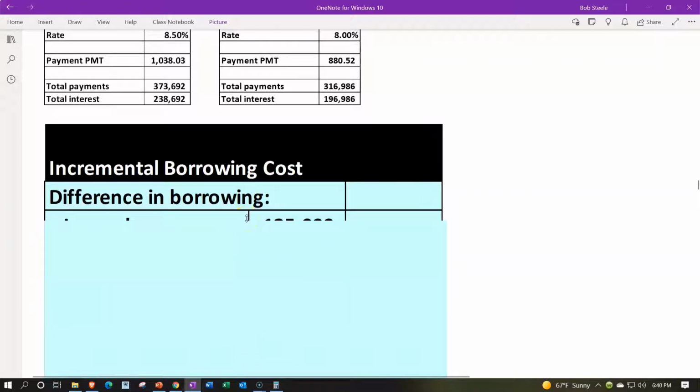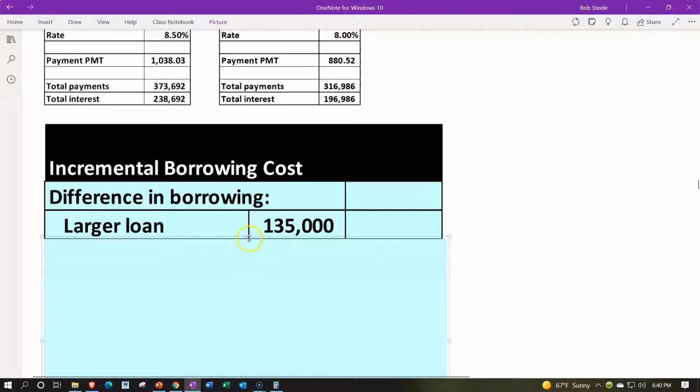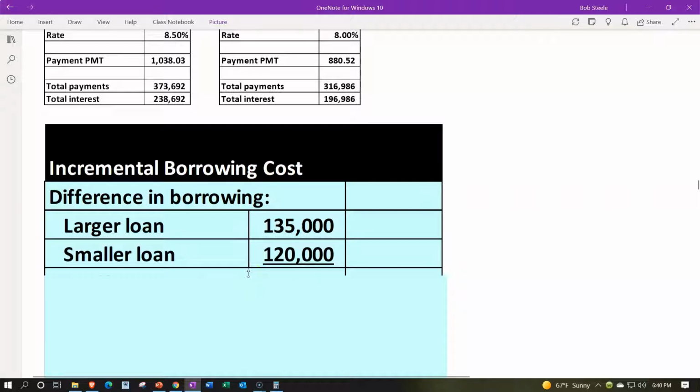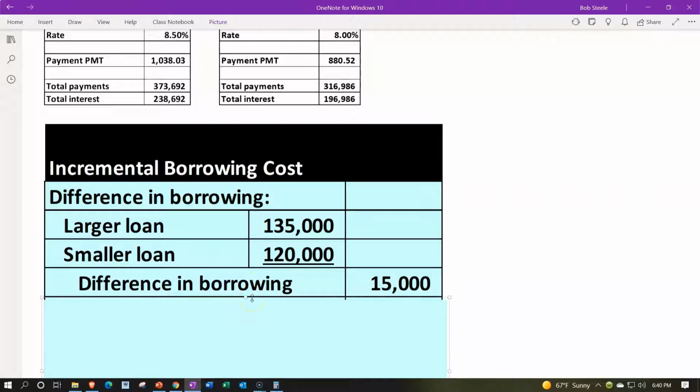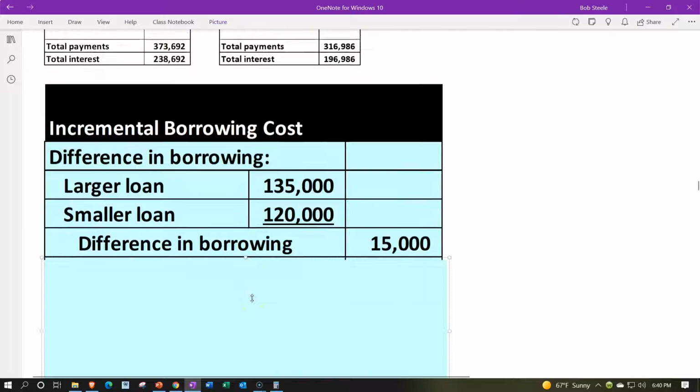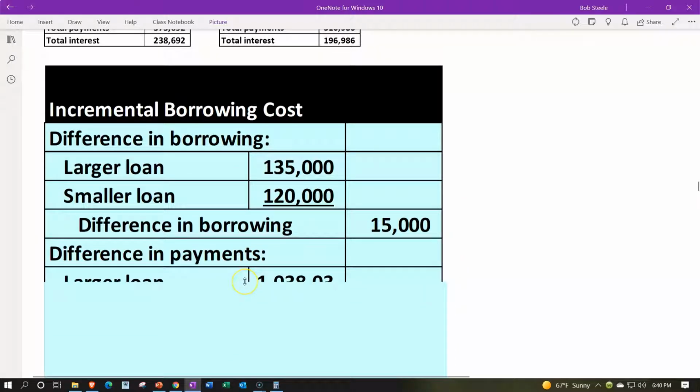Some information we're going to need is the difference in the borrowing. The larger loan was $135,000 versus the smaller $120,000. That's a $15,000 difference between the two loans. So we have a difference of $15,000.